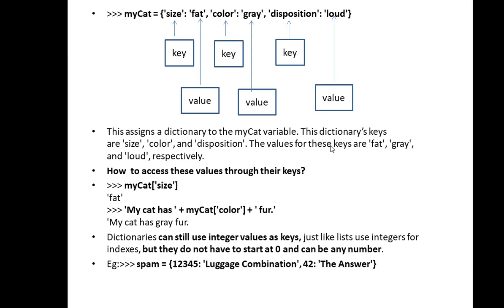It's not necessary that the key has to be a string. It can also be an integer, like in a list. But there is no rule that the integer has to start from 0, unlike in a list, where the index always used to start from 0. We do not have anything like that here. It can have any number, like this example which you see here. Spam is a dictionary where 1, 2, 3, 4, 5 is a key, and 42 is a key. Luggage combination is the value for the first key, and the answer is the value for the key 42.